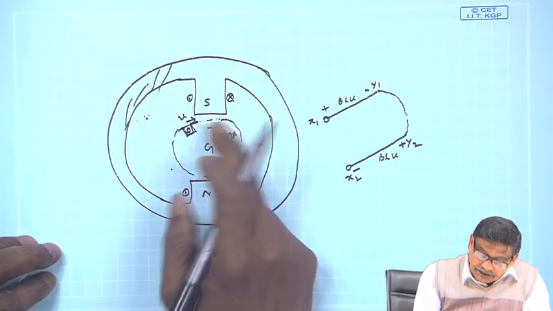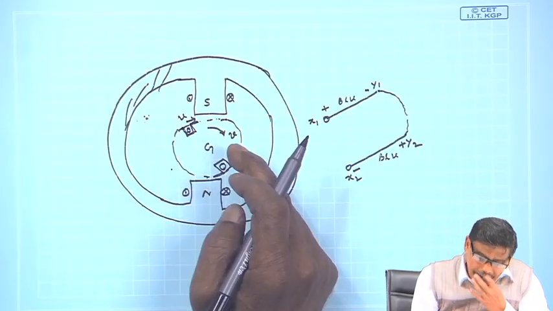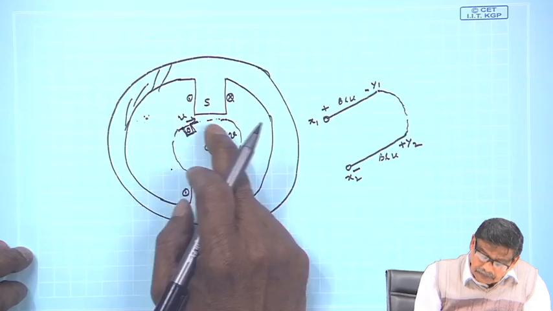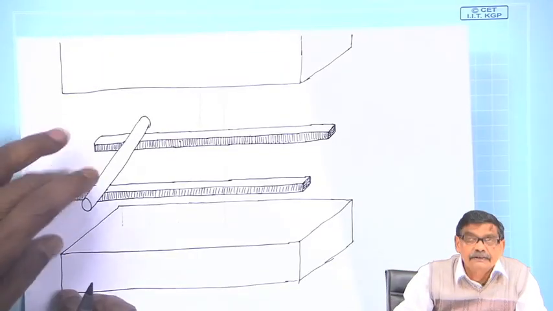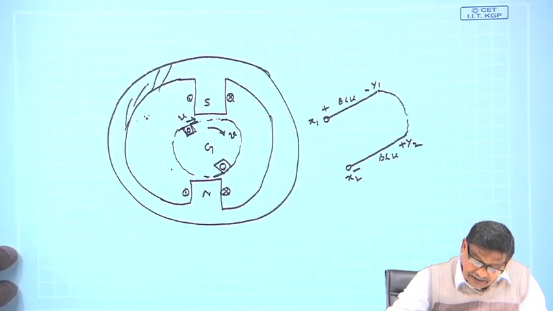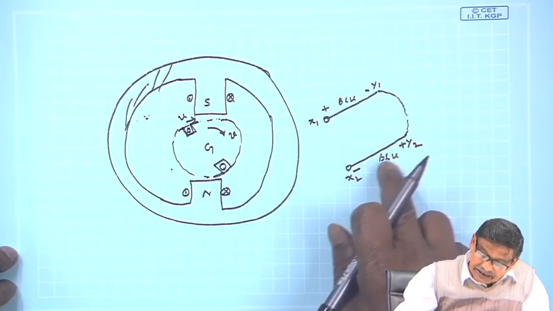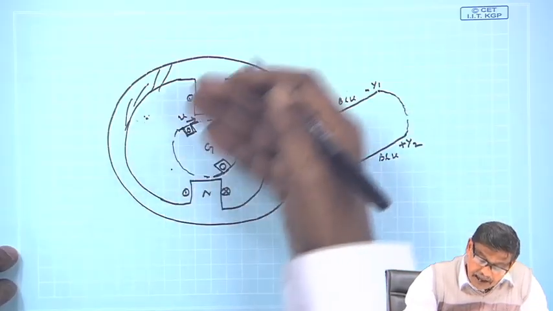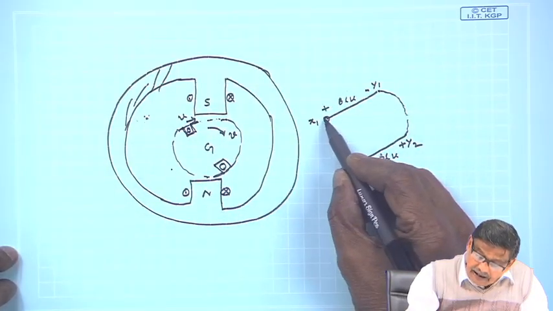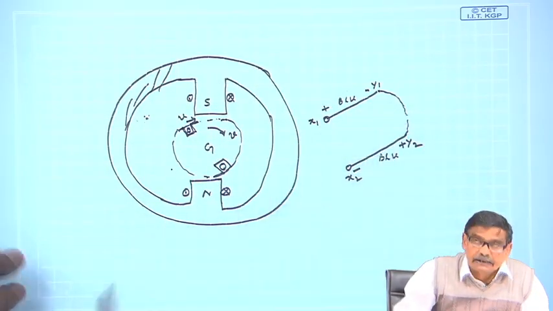You give rotation, so you will replicate this situation here. And these two are connected in series by a flexible wire at the back end, and so you will get twice the voltage.